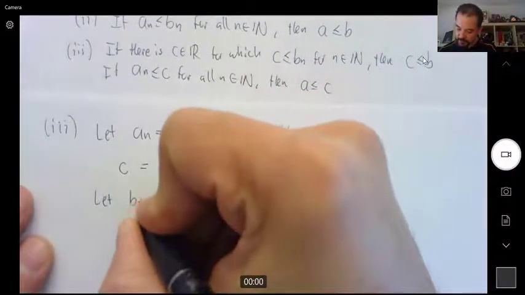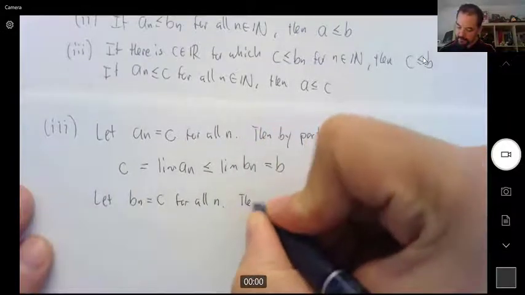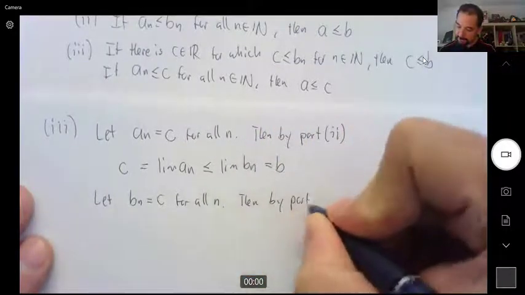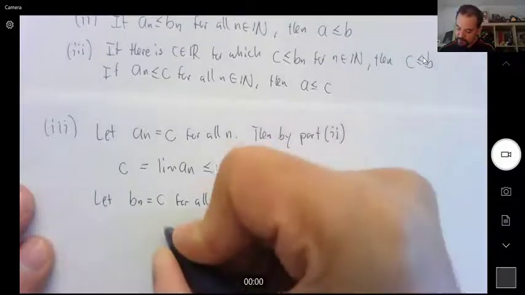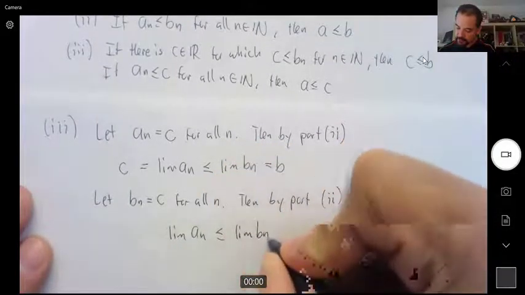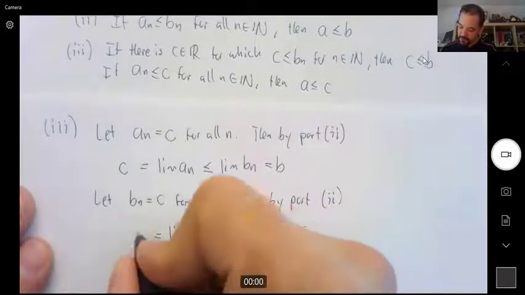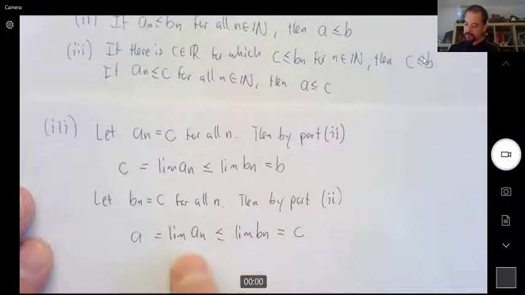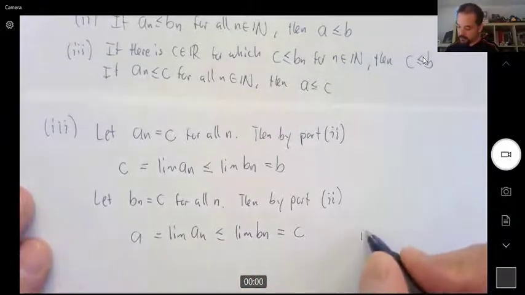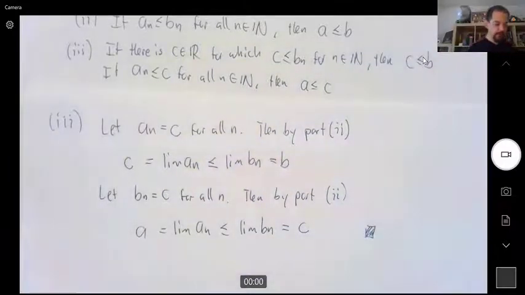Let Bn be C for all n. Then by part 2, the limit of An is less than or equal to the limit of Bn. This is a constant sequence, so this is C, and this is A. So then A is less than or equal to C. And we are done with the order limit theorem. All right. Questions so far?